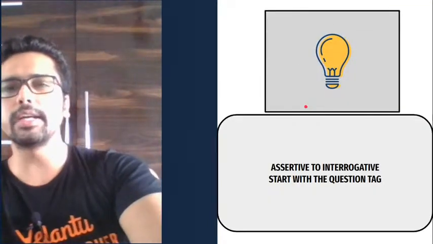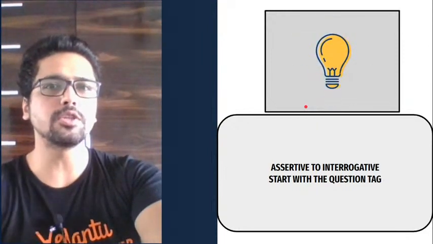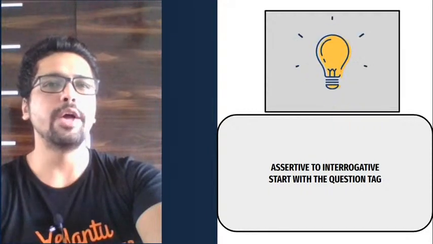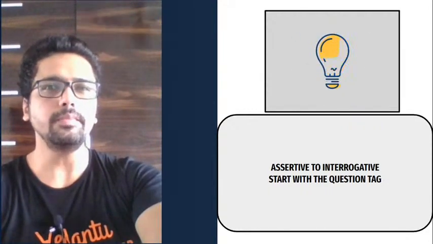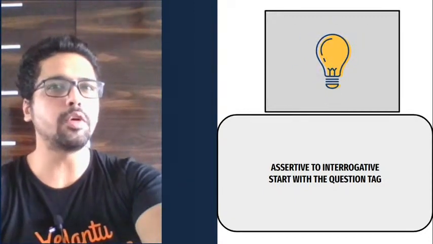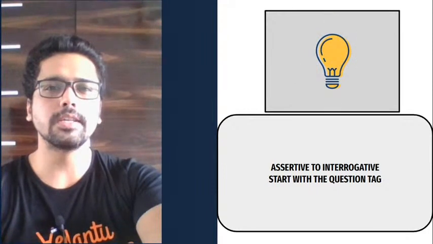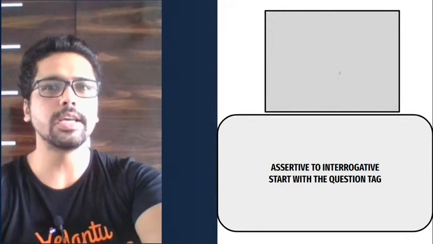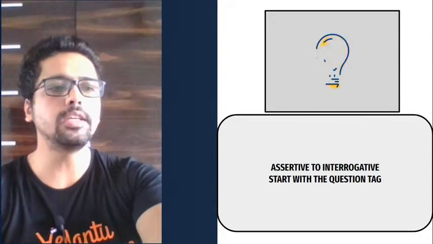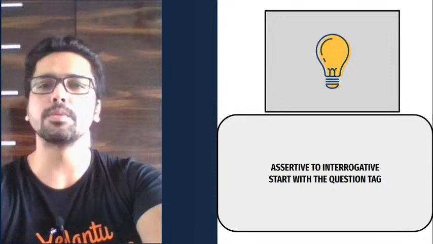Perfect. Let's look at the next type, which is assertive to interrogative, guys. An assertive sentence to interrogative sentence. That means from a sentence to a question without changing the meaning. The main purpose is we don't have to change the meaning. We are transforming a sentence without changing the meaning. The entire purpose of this transformation is we are changing the form of a sentence. That's the most important part.